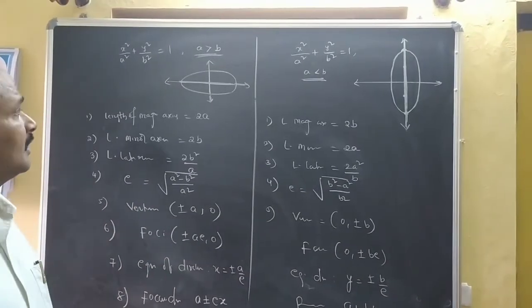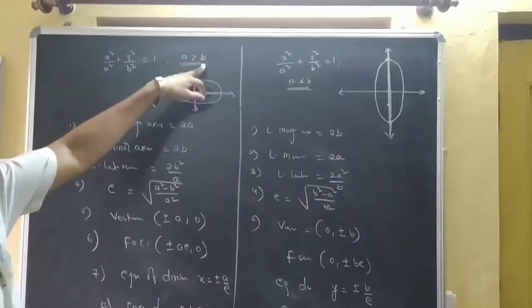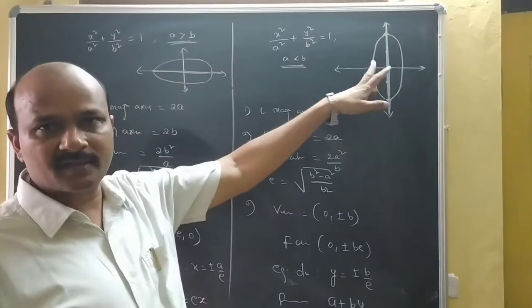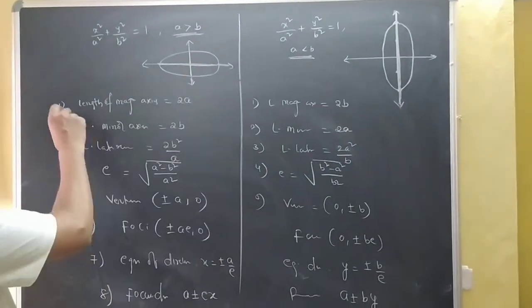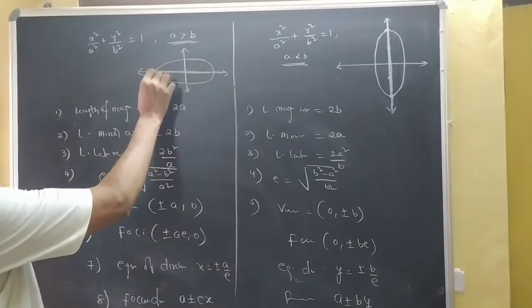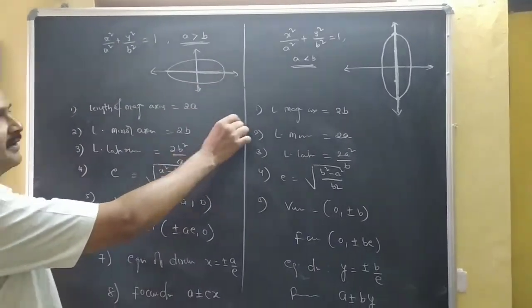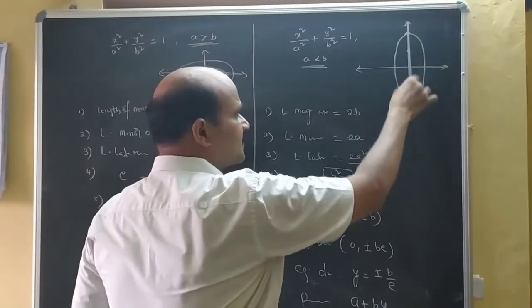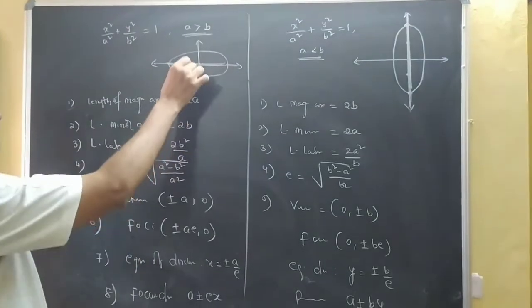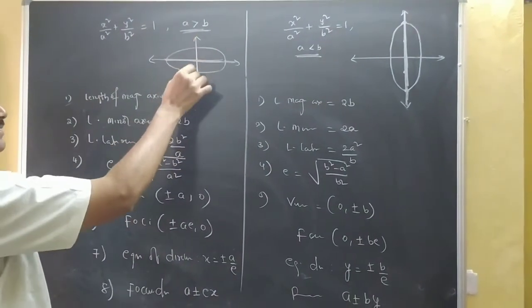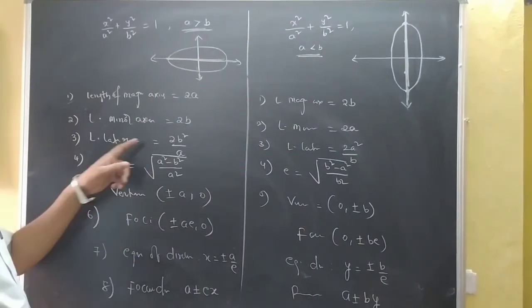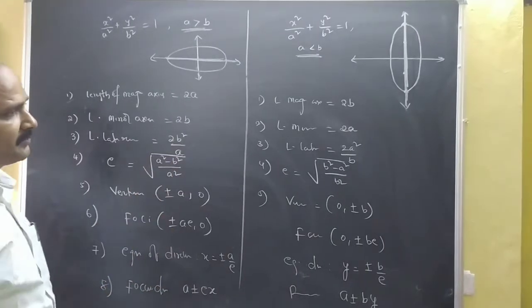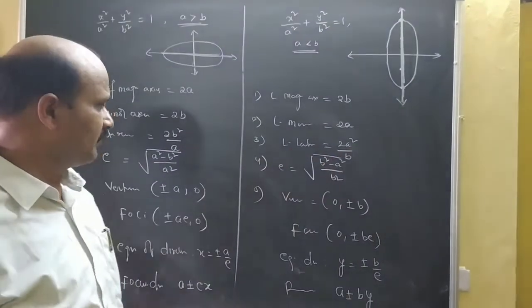Previous video. Now this is A is greater than B and A is less than B. Length of major axis is 2A. This is the length of major axis. Here the length of major axis is 2B and minor axis is 2A in this case. Length of latus rectum is 2B square by A. Now this is 2A square by B.